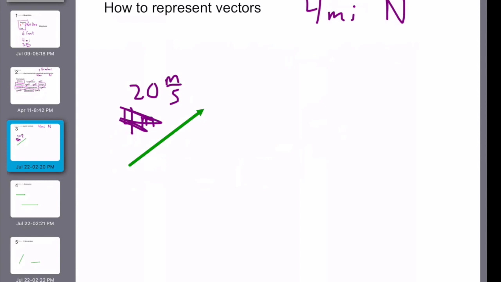I could have a different one over here. Okay, that's a vector. Maybe it's a force, 5 newtons. And it becomes really clear how we use these once we get into solving problems. I just want to show how we represent these vectors.